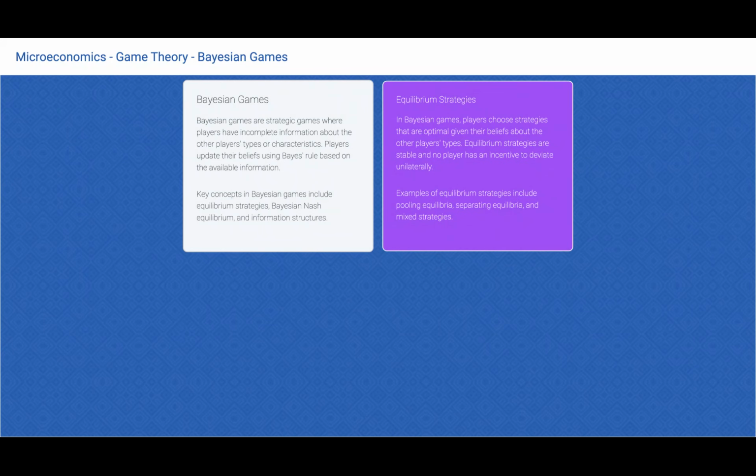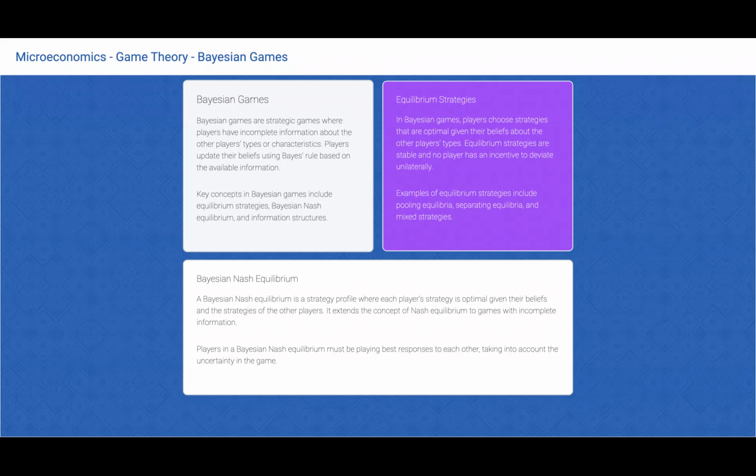Bayesian games involve strategic interactions where players have incomplete information about each other's characteristics. Players update their beliefs using Bayes' rule and choose equilibrium strategies. Bayesian-Nash equilibrium is a key concept in these games.